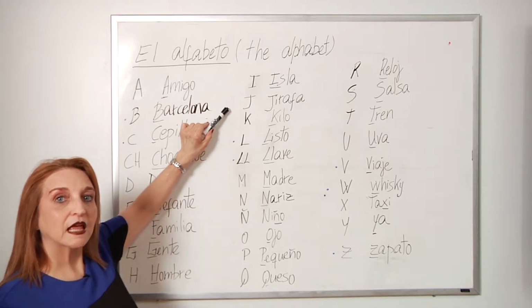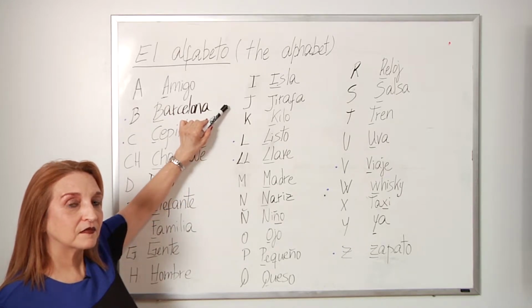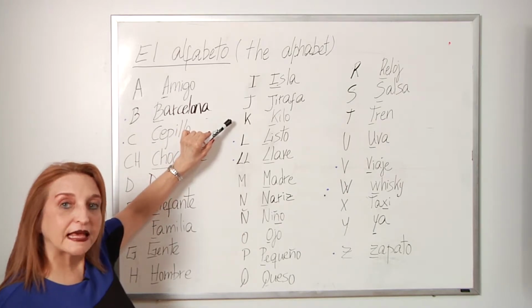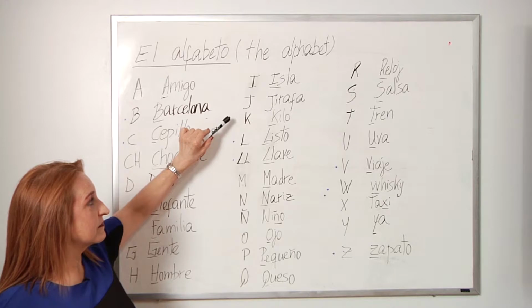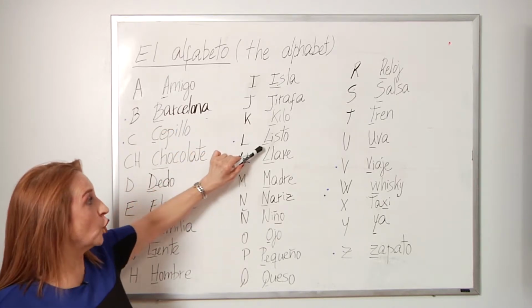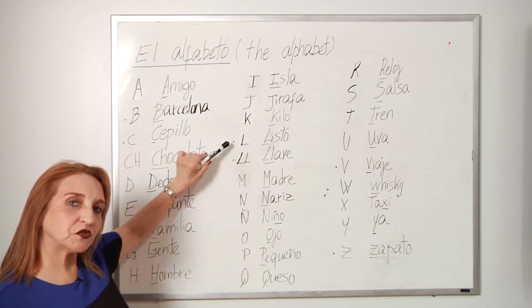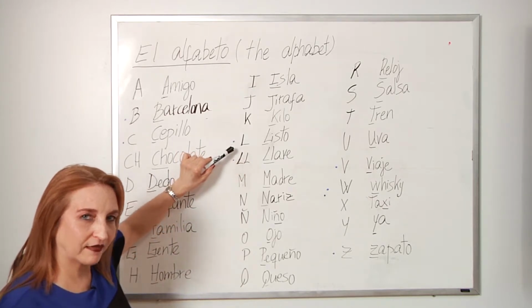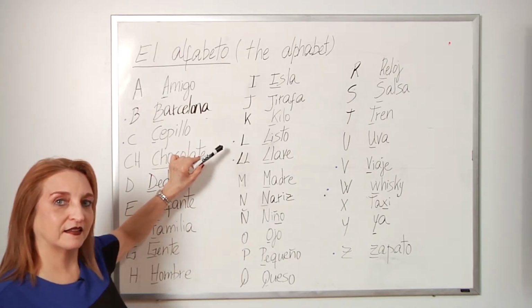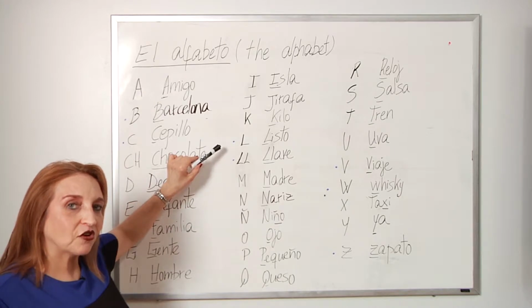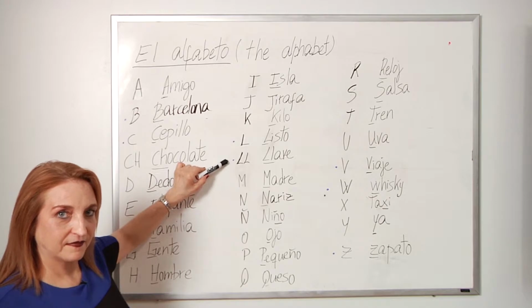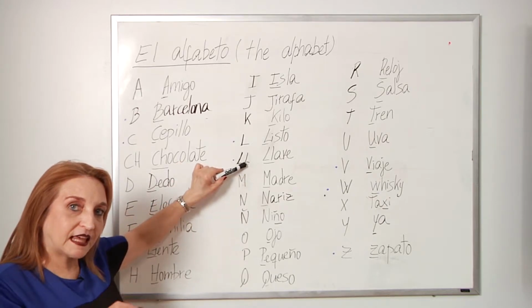J, jirafa, giraffe. K, kilo. L, listo. Listo means two things. Ready? Are you ready? ¿Estás listo? It means as well smart. Él es listo. He is smart. Ll, llave, key.